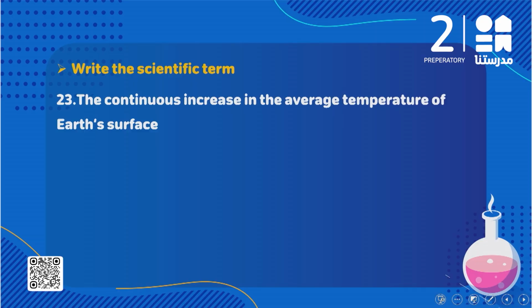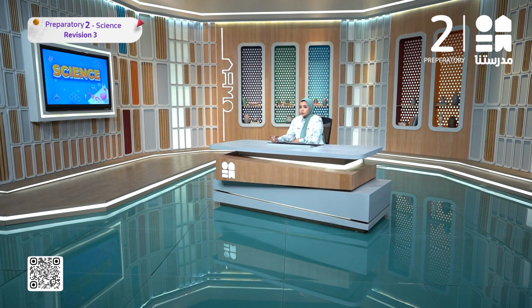The continuous increase in the average temperature of the earth surface, this is called what? This is called the global warming phenomena. Do you remember global warming phenomena? We said that it's caused due to the continuous increase in the earth temperature, specifically في troposphere layer. Okay, and we said the global warming, it happens due to the increase in the greenhouse gases in the atmosphere.